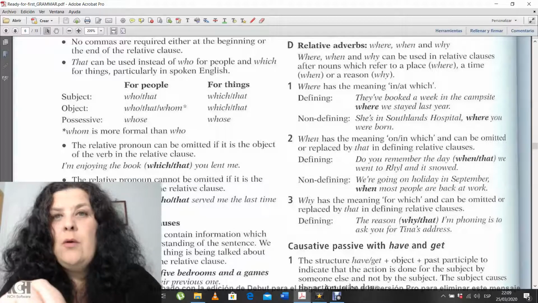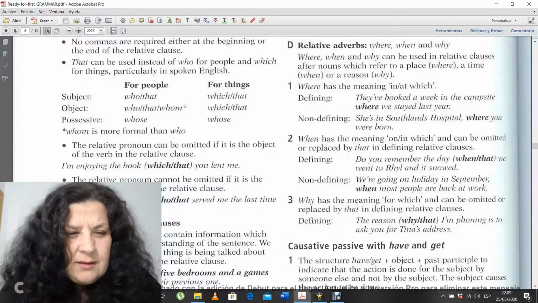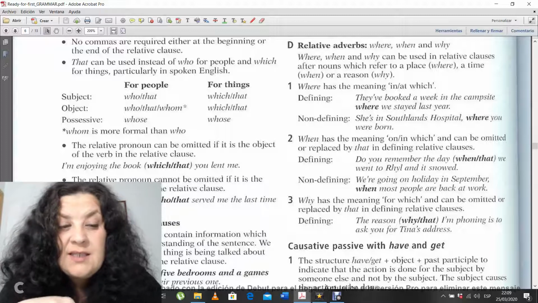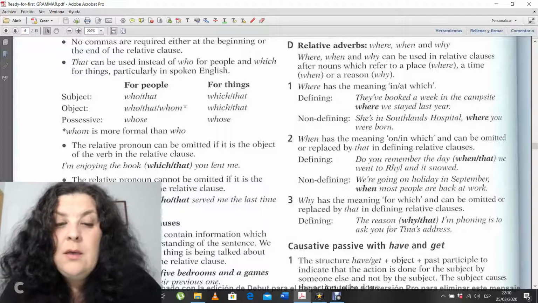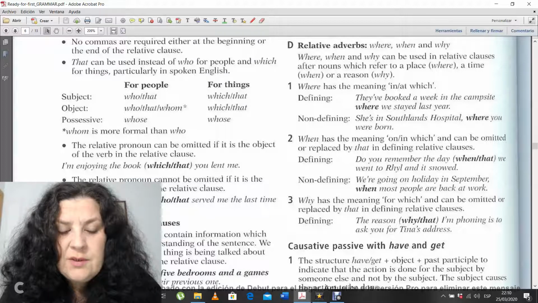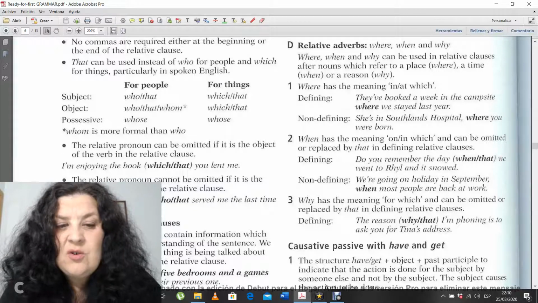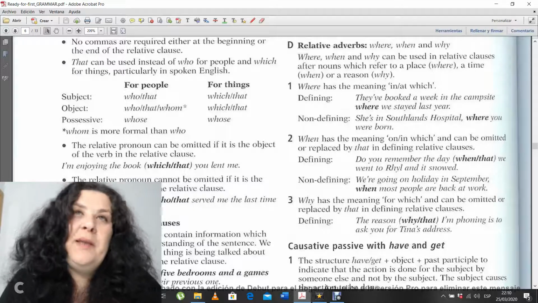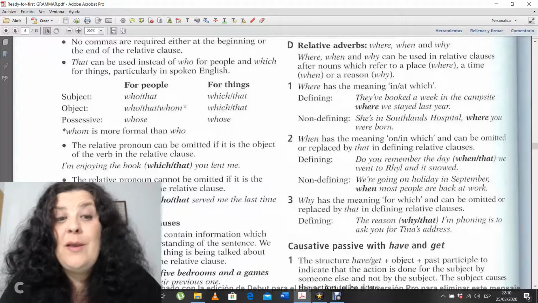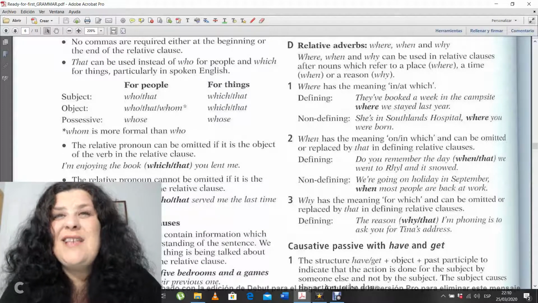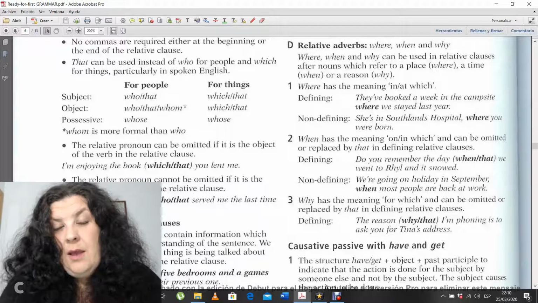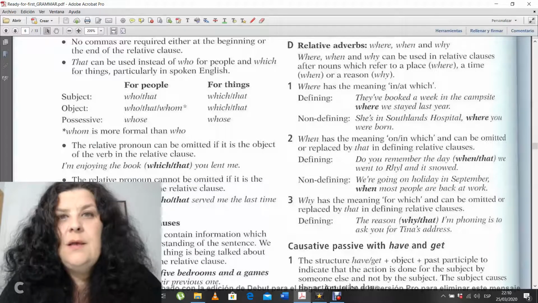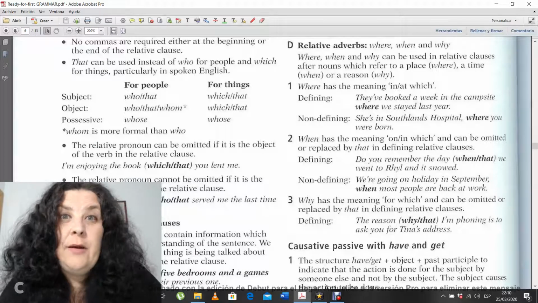But the relative pronoun cannot be omitted if it is the subject of the verb in the relative clause. For example, that's the shop assistant who or that served me the last time I came here. So in that relative clause, who and that substitute the assistant who served you. So in there you cannot omit it, because that relative pronoun is the subject of the relative clause. So I hope this is clear.